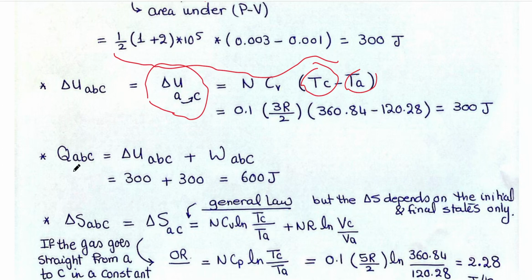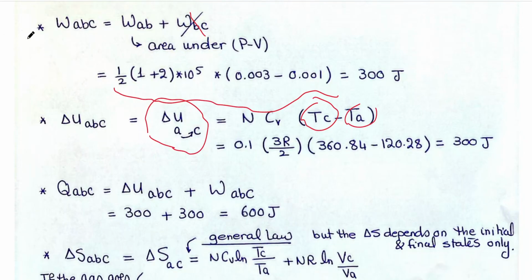Now, the total heat energy is just adding the change in internal energy and the work done. Just add the total work and the total change in internal energy to get the total heat energy.